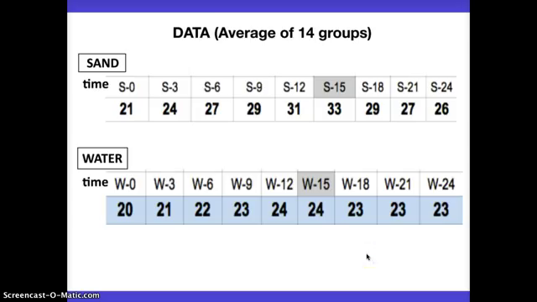Here's the data you'll be graphing, so you can just pause the video and graph this data, and when you're finished graphing, you're finished with the video. All right? Have a good day.